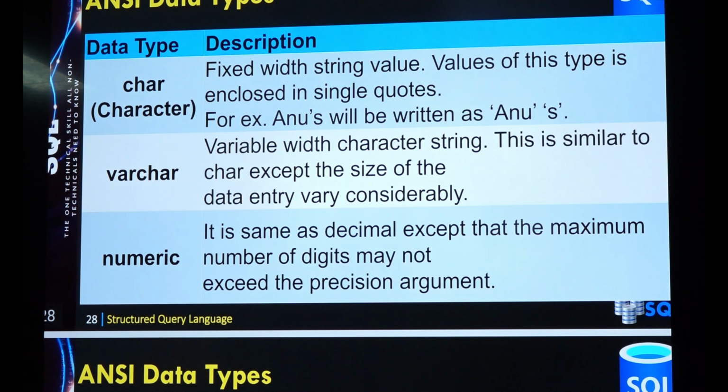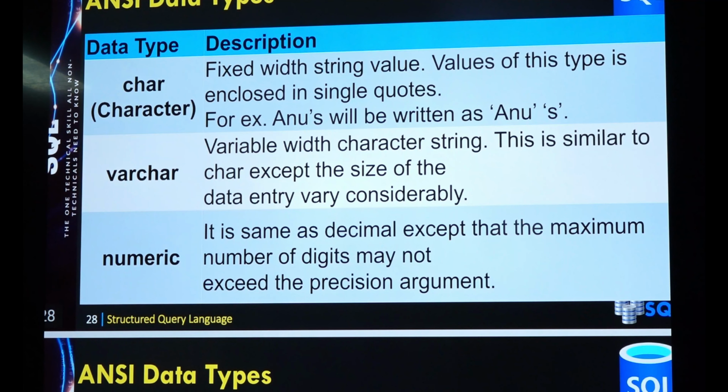First we will see CHAR. It is a fixed-width string; values of this type are enclosed in single quotes, right? For example, Anu will be written inside single quotes. The varchar, the variable-width character string, is similar to character except the size of the data entry may vary considerably. Now numeric is the same as decimal except that the maximum number of digits may not exceed the precision argument, right?